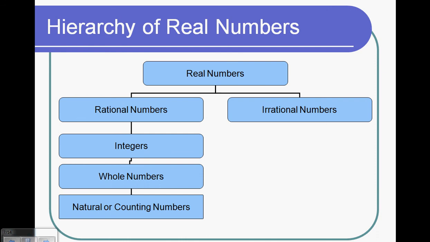Here's a hierarchy, so note that most numbers that we can think of are in the real number category. The real numbers break down into being either rational numbers or irrational numbers. And then if your number is a rational number, it could also be an integer, which if it's an integer, it could also be a whole number, and if it's a whole number, it could also be a natural or counting number.